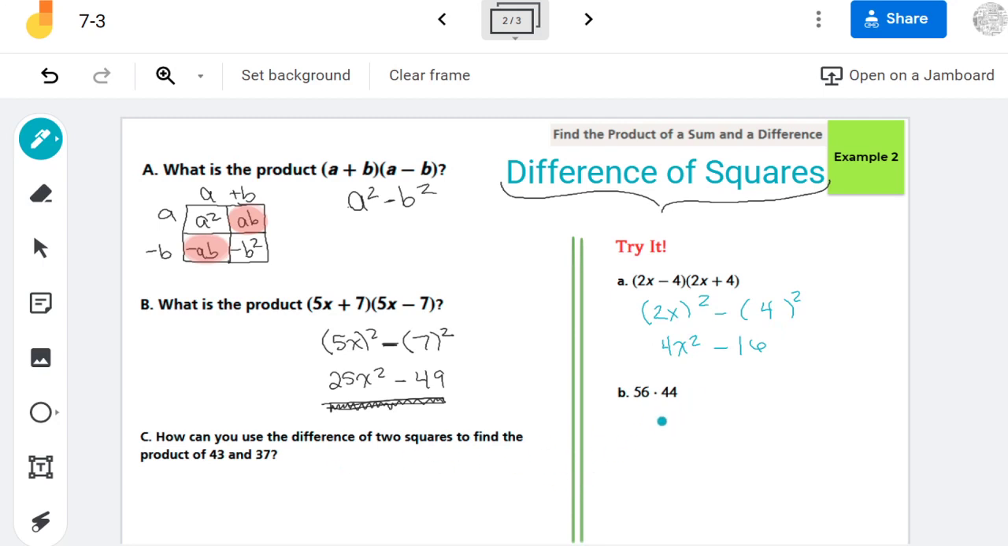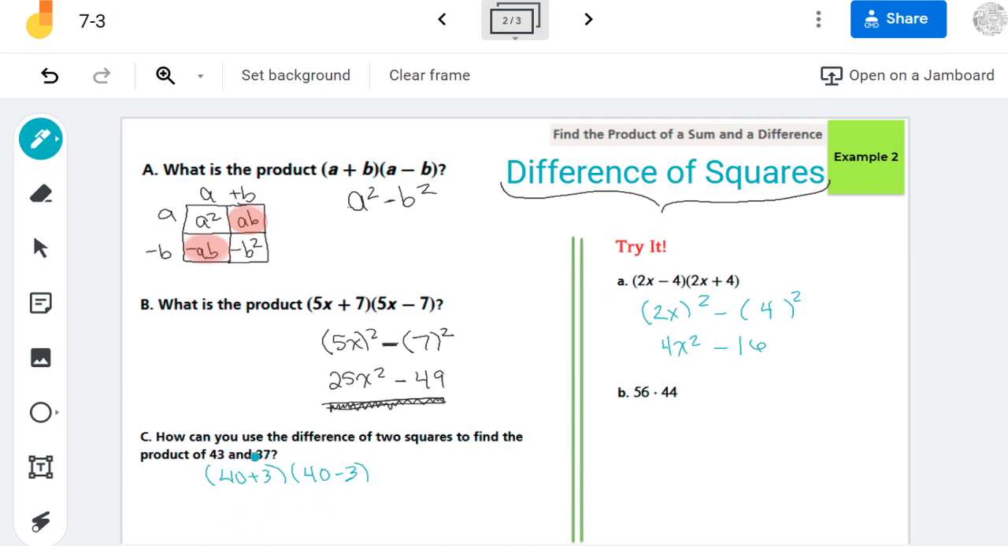Now part C and part B, I hate them, but I'll show them to you. What they're asking you to do is use this formula to multiply together two just normal numbers. So for this, what I do is I look for the 10 that is between these. So notice that 43 is 3 away from 40 and 37 is 3 away from 40. So I can rewrite 43 as 40 plus 3, and I can rewrite 37 as 40 minus 3.